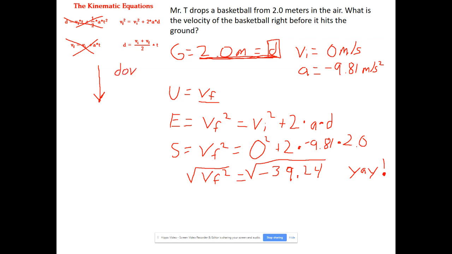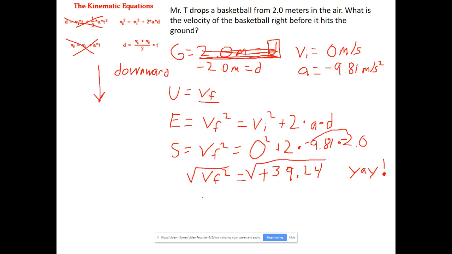And like I said with gravity, what's another way to write something downward? You put a negative in front of it. So it's not 2 meters. It's negative 2.0 meters. And then you make this number a negative, times a negative is a positive. So you'd get positive 39.24.